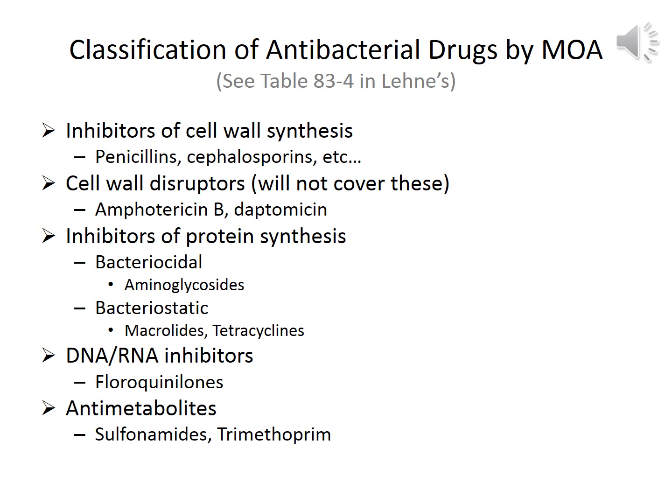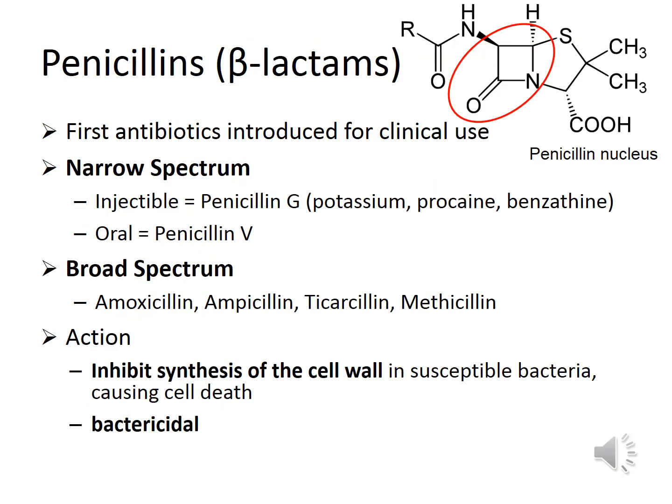Then we'll have the DNA/RNA inhibitors, of which we'll look at one class, the fluoroquinolone antibiotics. And then finally, we'll look at our antimetabolite antibiotics, which are the old sulfa drugs. More specifically, most of the time we'll use sulfa drugs in combination with another antimetabolite called trimethoprim. We will look at that as we move forward. The first category of antibiotics we'll look at is the penicillins.